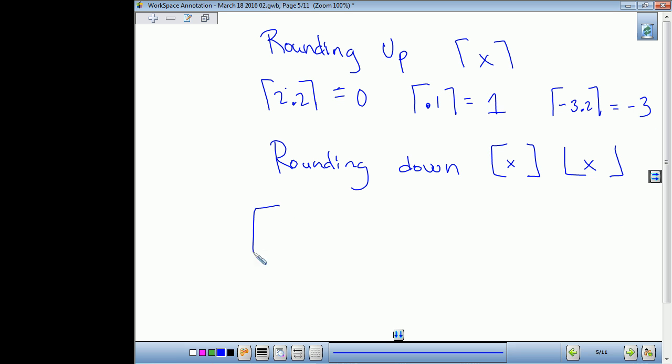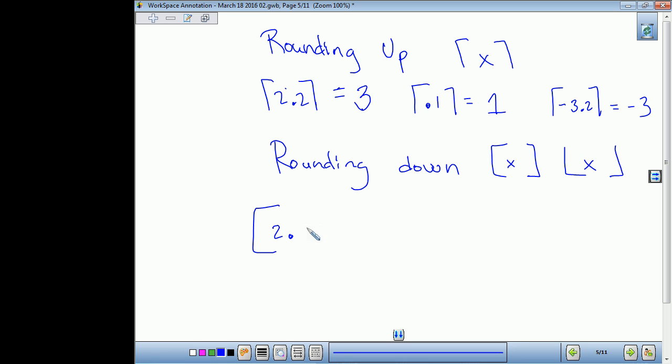Rounding down. Yeah, what? 0 first. 2.2 is 0? Okay. 3. I said 3. Zero. Yeah. And then wrote 0. That was confusing. Thank you, don't worry about it. It's been there the entire time.